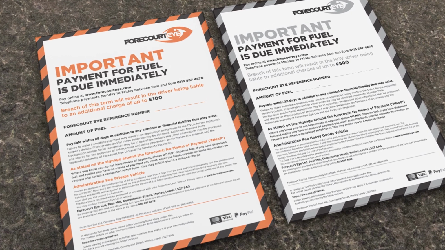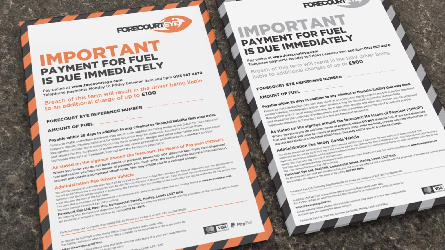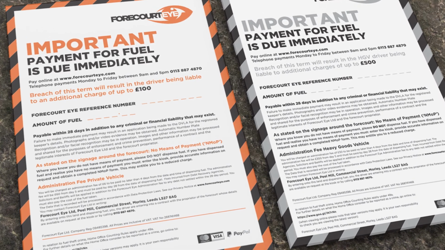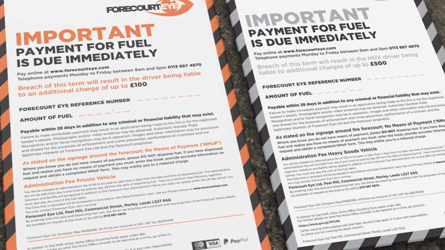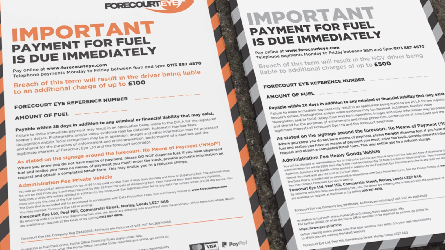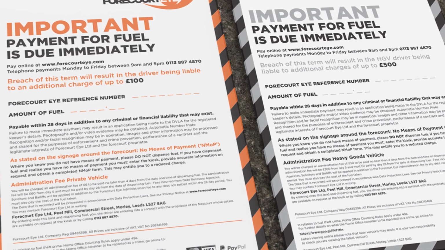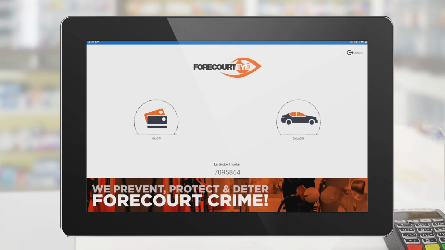Record the reference number you obtained from the tablet after reporting the incident and the fuel amount, and hand the receipt to the driver. Please remind the driver that they cannot come back to the site and pay for fuel, and payment must be made to Forecourt Eye. You should inform the driver that the admin fee starts at £6 for 4 days and then goes up to £60, so they should pay promptly. That's it for no means of payment.